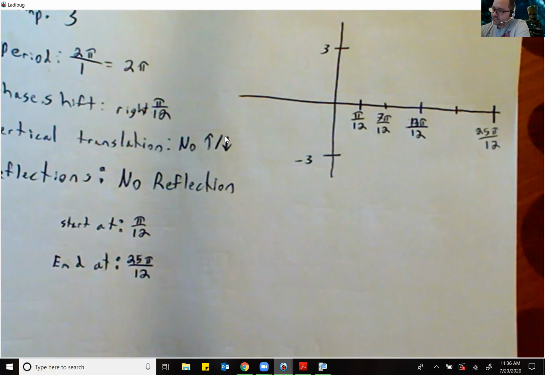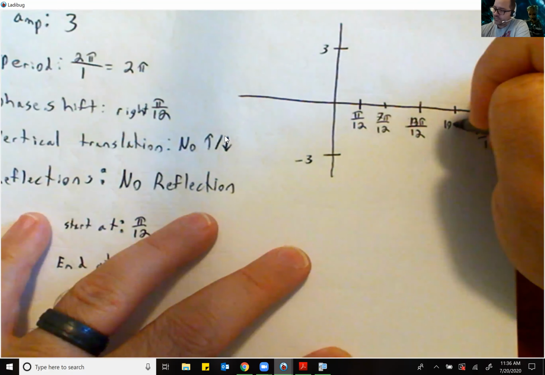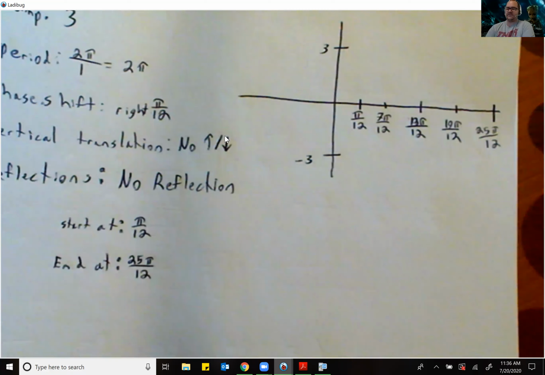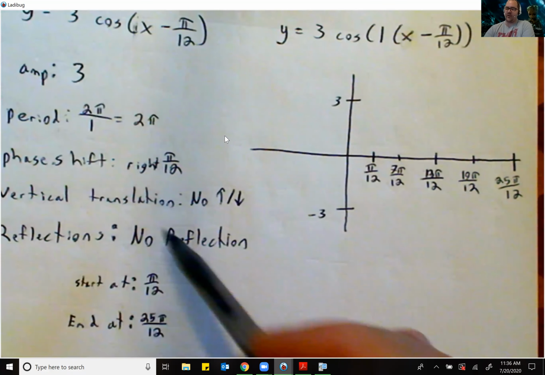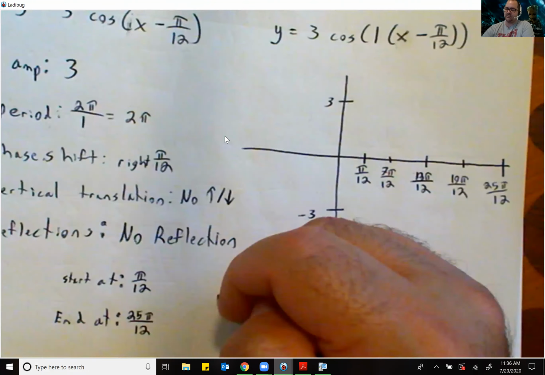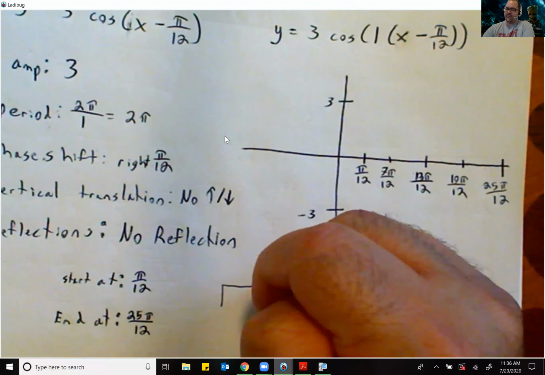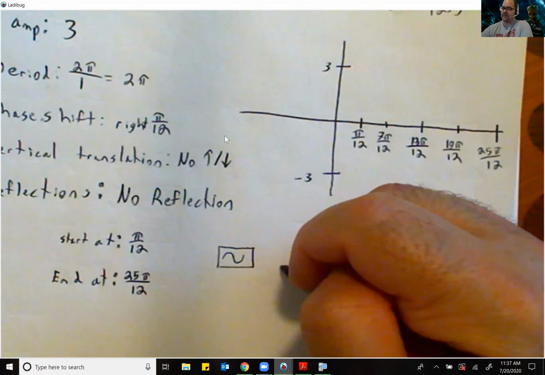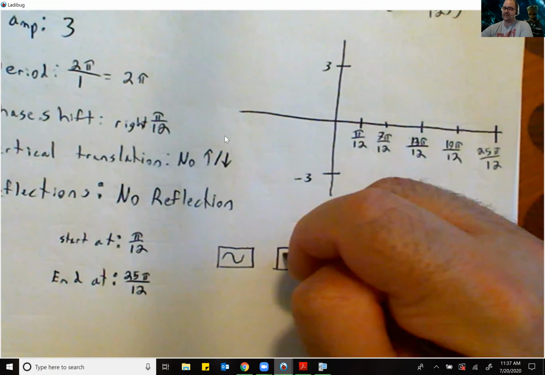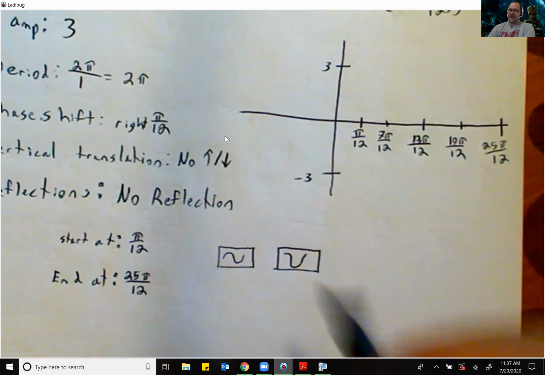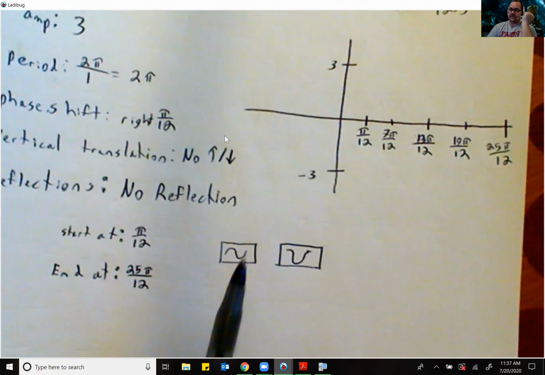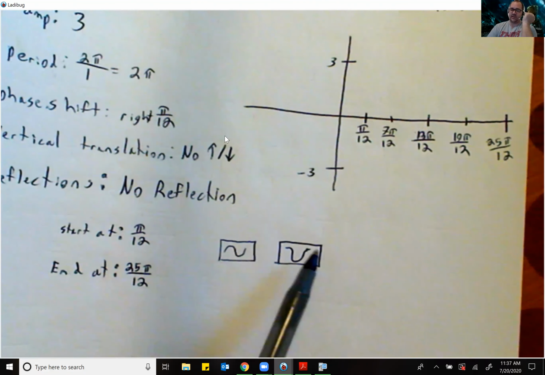I get 19 pi over 12. And now I can make my picture. So remember, when you do this, you'll have two graphs to select from. Your graphs will either look like this, or the graph will look like this. There are two buttons to select. If you hover over these with your mouse, it'll tell you if it's the sine or the cosine. But you should know that sine graphs look like this, cosine graphs look like this guy.